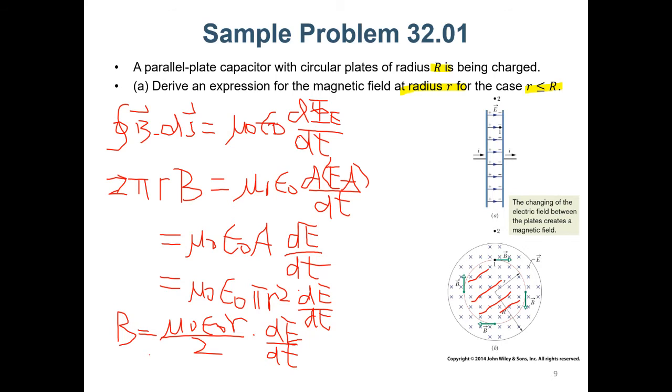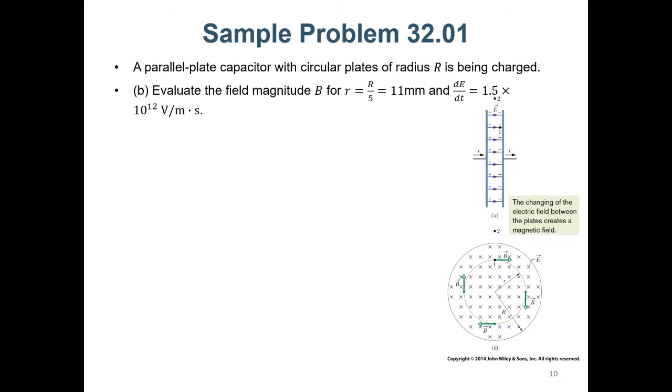So it looks like a formula which is quite neat. So for the next question, evaluate the field magnitude B for r equals capital R over 5, and dE/dt equals 1.5 times 10 to the 12 volt per meter second.